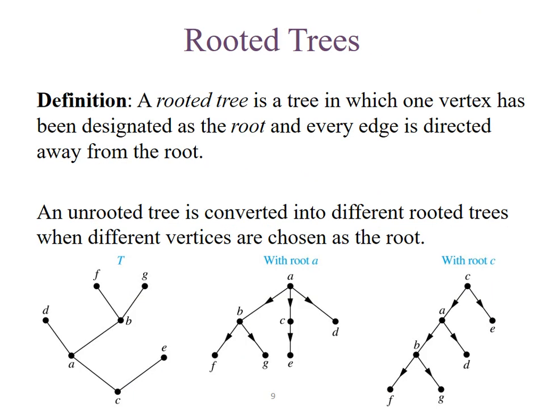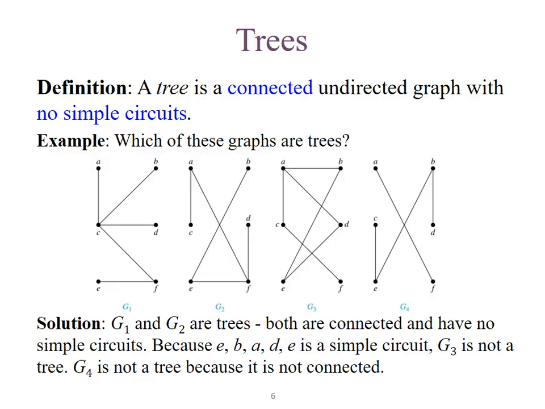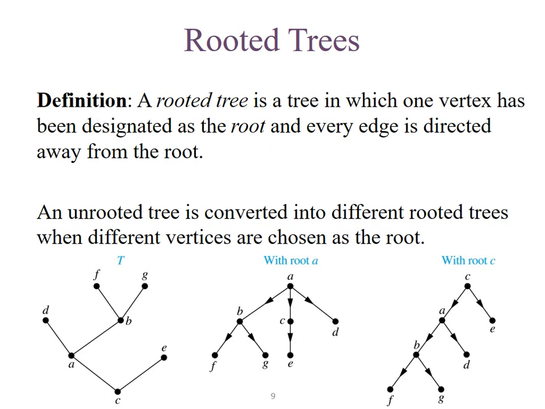Okay, next, let's see the definition of rooted tree. Previously we had the examples G1 and G2. We don't know which one is the root, but for a rooted tree, we have a special name, root, for that tree. If we can assign a vertex as the root, so that every edge is directed away from the root, then we call this graph a rooted tree.